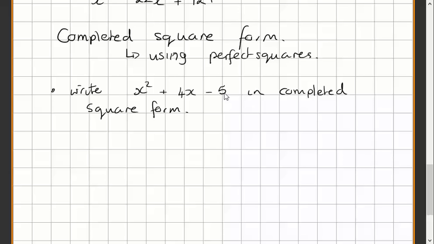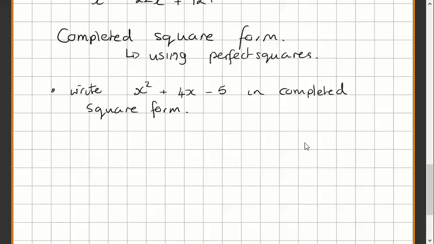You should be able to say yes or no immediately without having to work anything out. The answer is no, because the last number is a minus for a start, and 5 is also not a square number. So this is not a perfect square. However, to write something in completed square form, this is important for you.